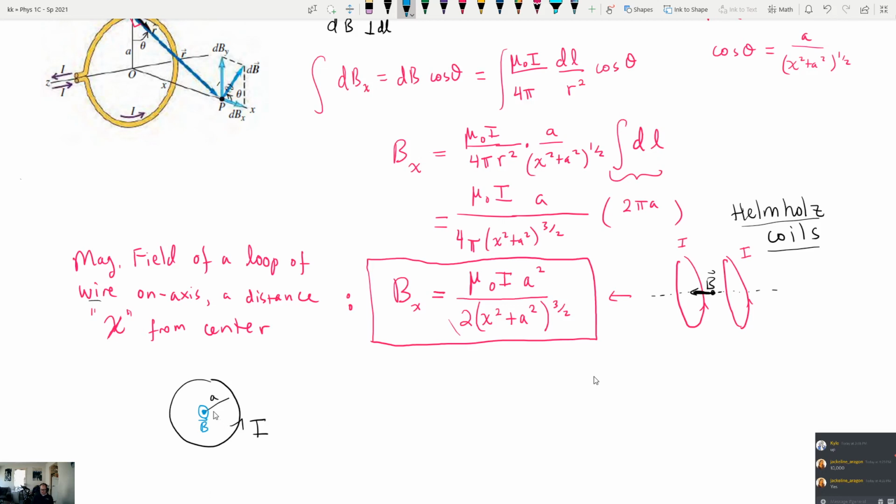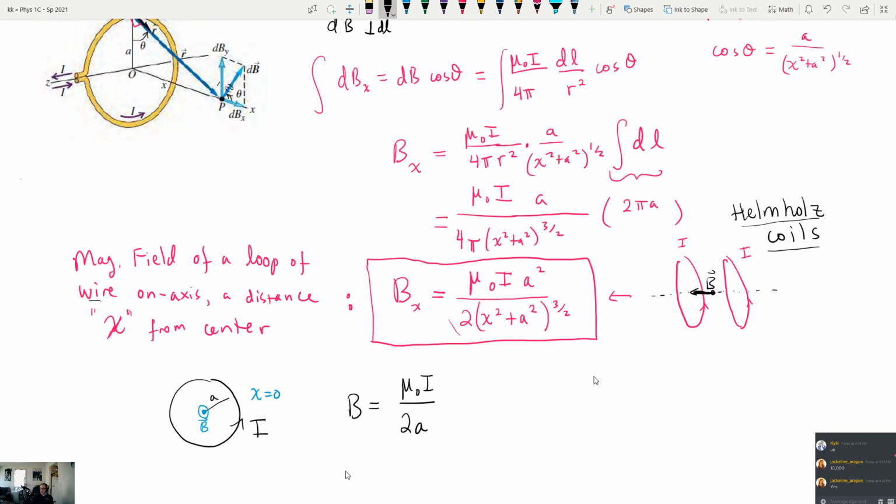And the size of the field, when x is equal to 0, this whole relationship reduces down to B equals, if x is 0, you have A cubed, which will cancel out with one of these. I think you're going to get mu naught times I divided by 2 times A. Does that look right? Yeah.